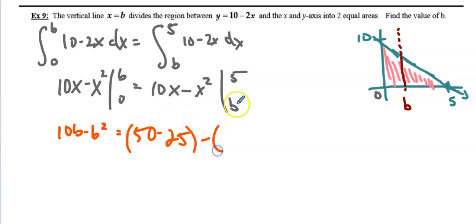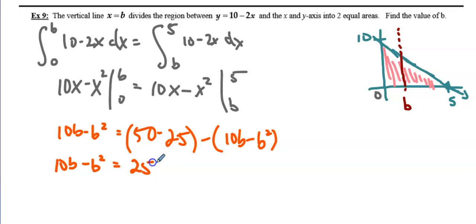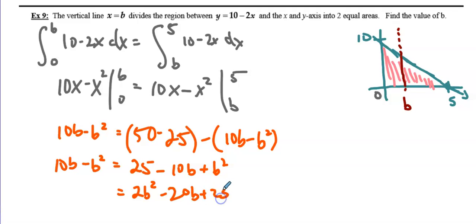And then we're going to go ahead and plug in, just like we did before, and get 10b minus b squared. So when we simplify this, we're going to get 10b minus b squared is equal to 25 minus 10b plus b squared. And the good thing about this, ladies and gentlemen, is we move the b squared over, we're going to get 2b squared. We're going to move this 10b over, we're going to get negative 20b plus 25.